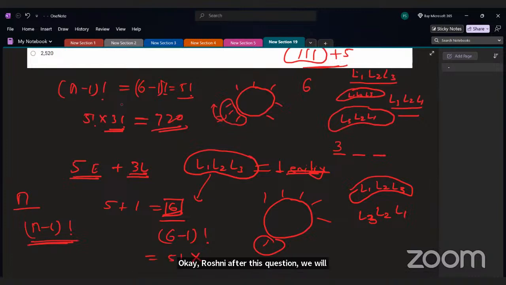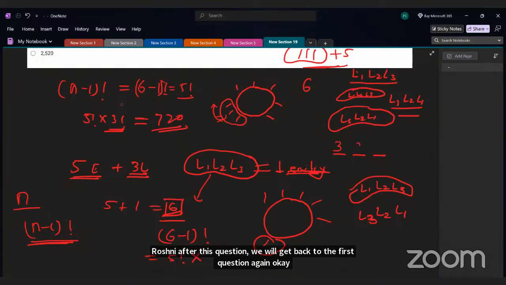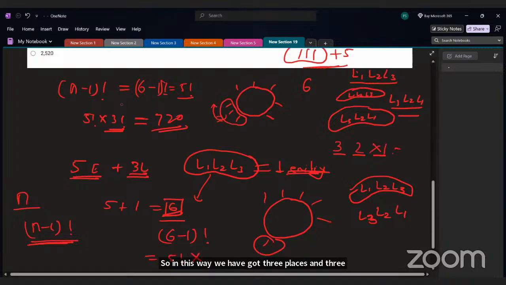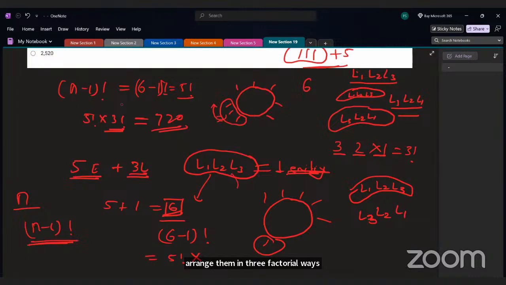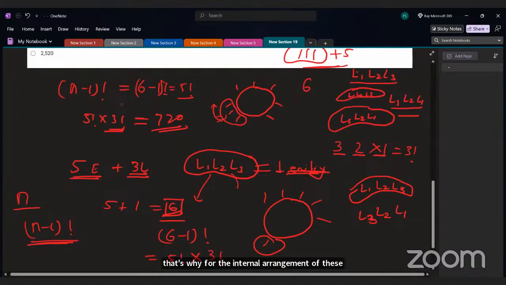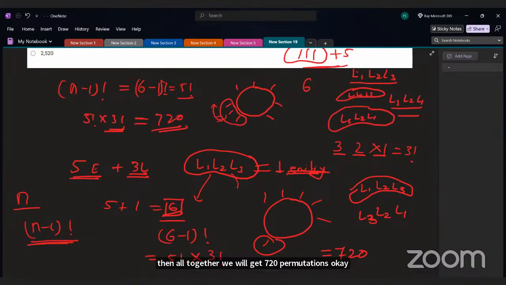So in this way, we have got 3 places and 3 leaders, so we can arrange them in 3 factorial ways. That's why for the internal arrangement of this group of leaders, we are multiplying by 3 factorial too. Then altogether we will get 720 permutations. Okay. Got it, Renu? Or are you still confused? No, sir, I got it.